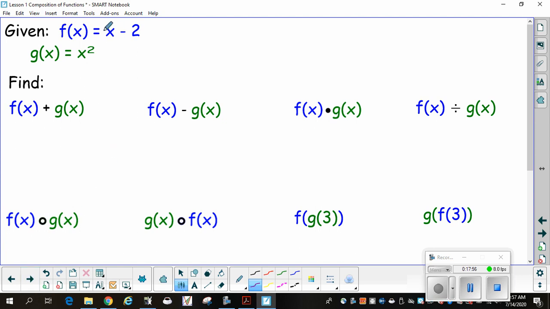So, given f of x and g of x, find each one of these, pause the video, and do the work.